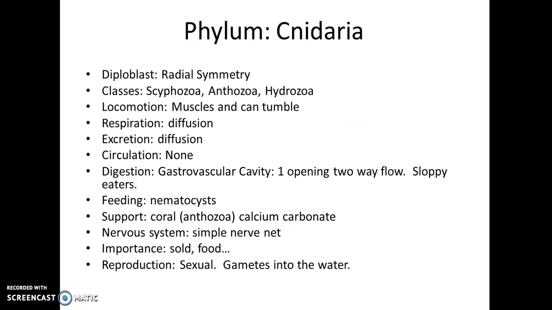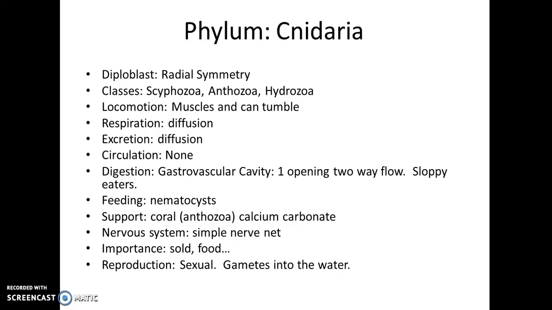The next phylum is Cnidaria. Again, that's diploblast. Radial symmetry. There are three classes: Scyphozoa, Anthozoa, Hydrozoa. You'll need to have an example of each. Locomotion, muscles, and they can tumble. Hydrozoa, they can actually do cartwheels. Kind of cool to think about it. Respiration, diffusion, excretion, diffusion, circulation, they have none.